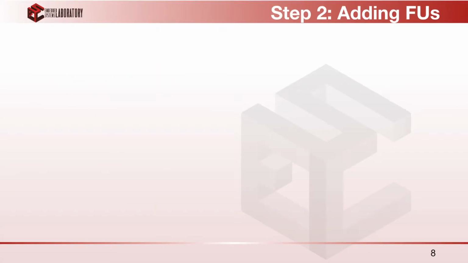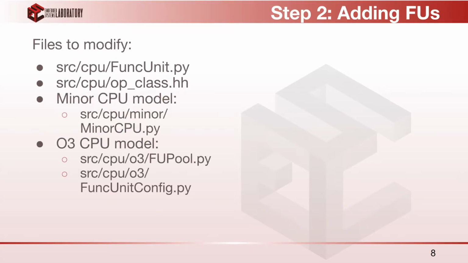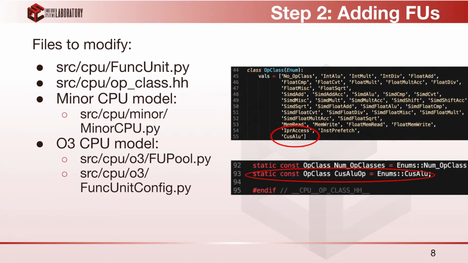The next step for adding this new instruction to gem5 is to add the functional units to our CPU models. For the base CPU model, we add the op class name in both functunit.py and opclass.hh. This will be the generated C++ class for our new custom instruction.